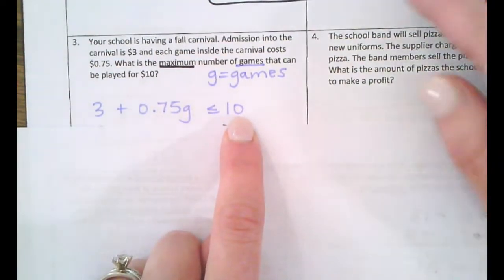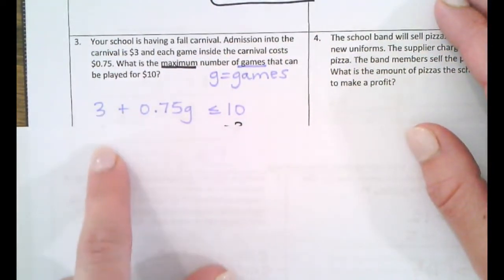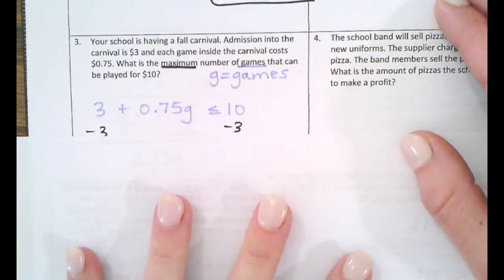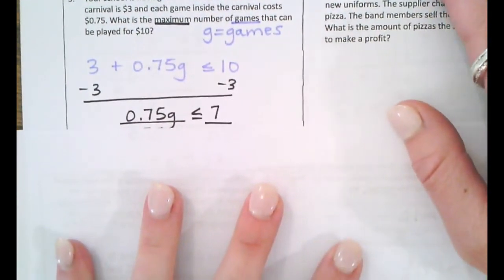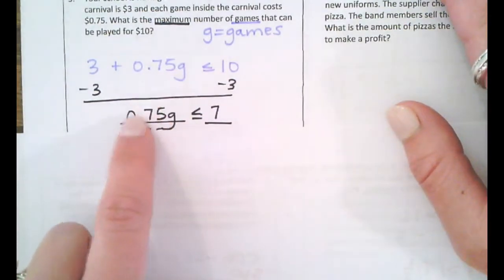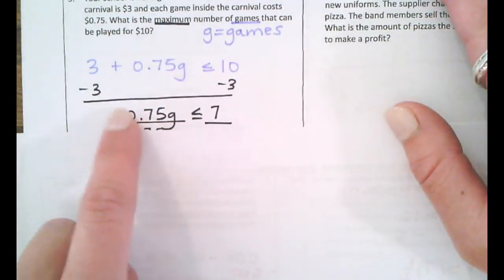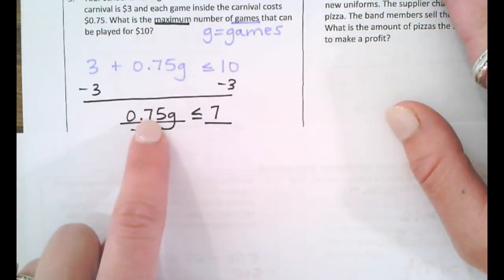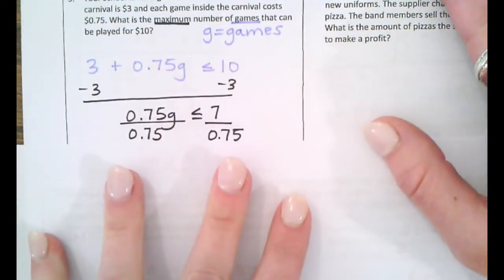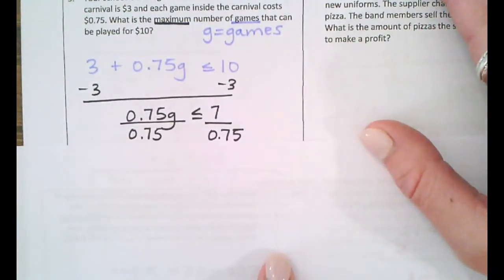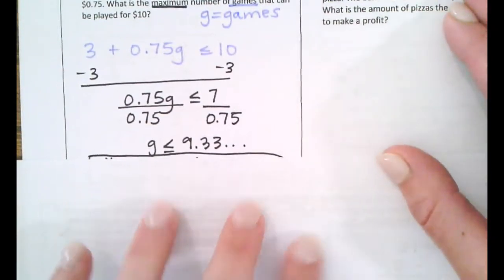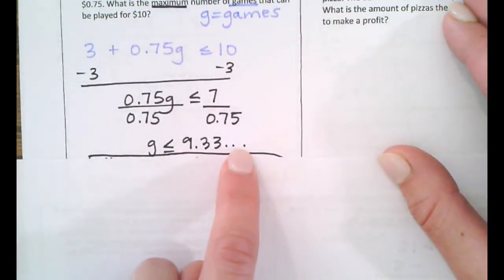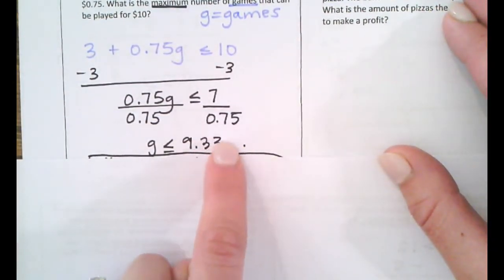Solving this problem, I first subtracted 3 from both sides of my equation. Then I had 0.75 times G, which is actually a fraction you could turn into 3/4 and use the reciprocal. Since it was in decimal form, I went ahead and just divided by 0.75. And I got that my games were less than or equal to 9.3 repeating, which I'm going to go ahead and just leave at this point for the answer.